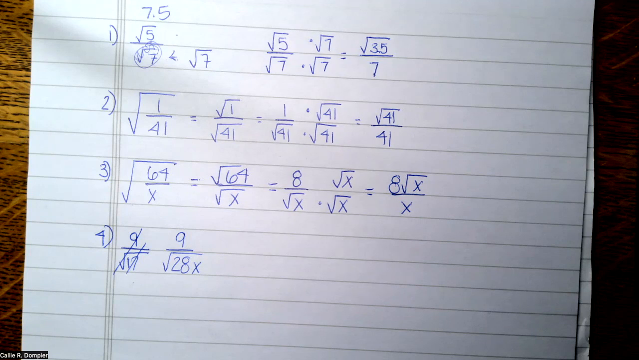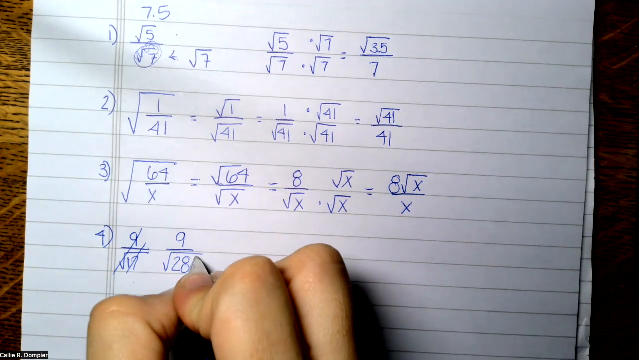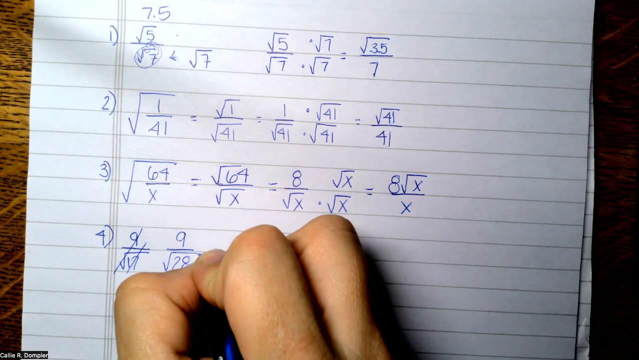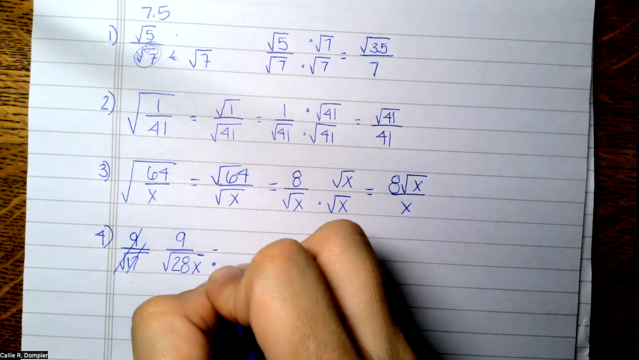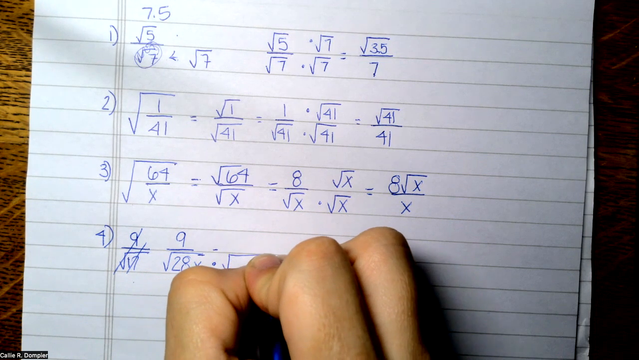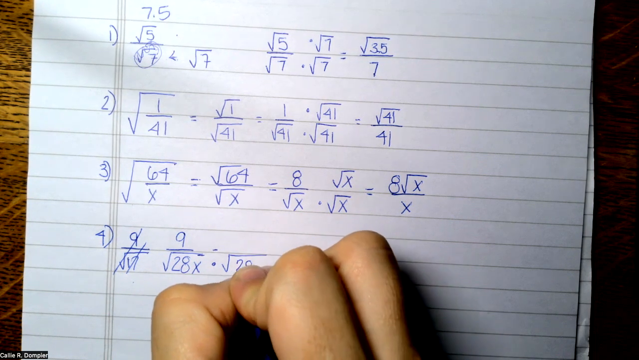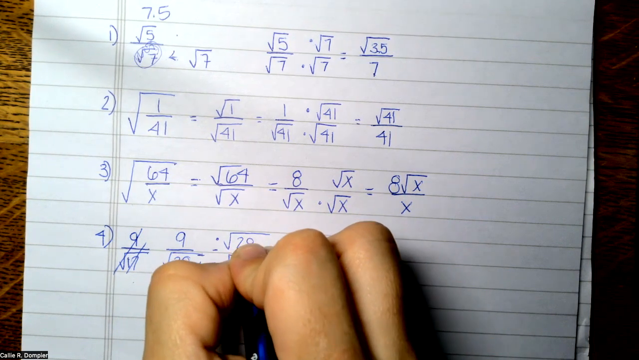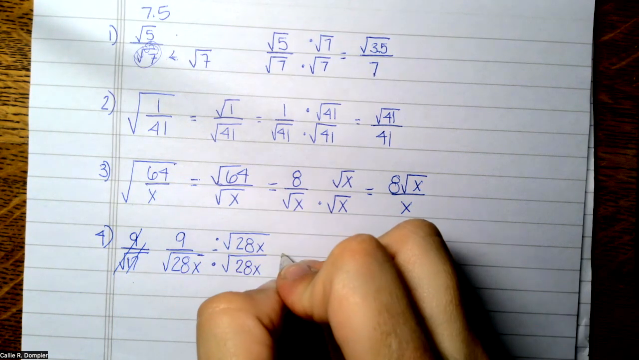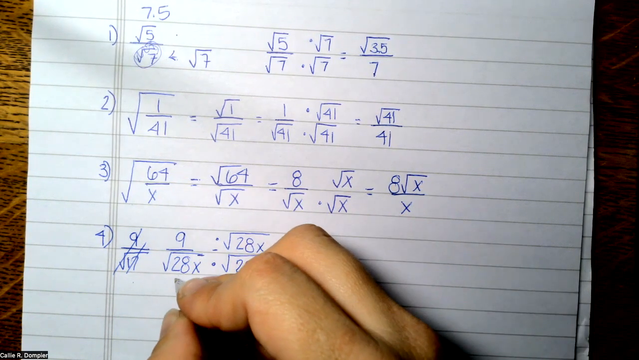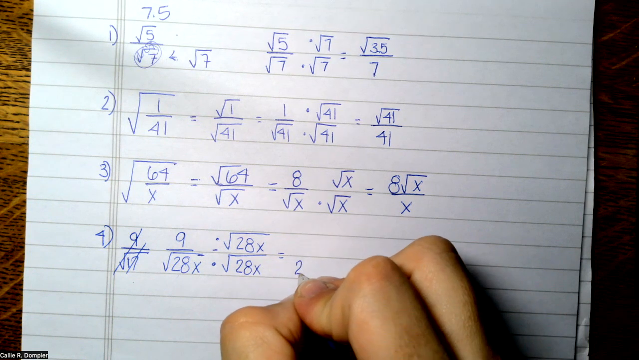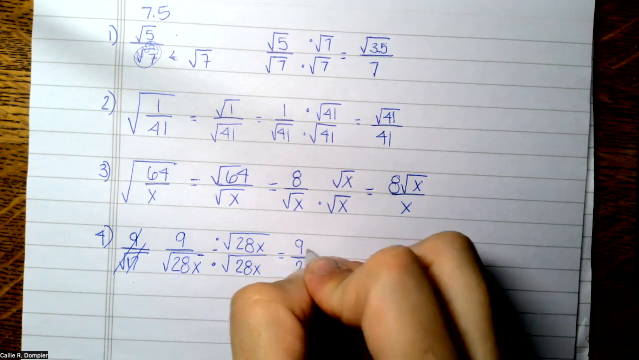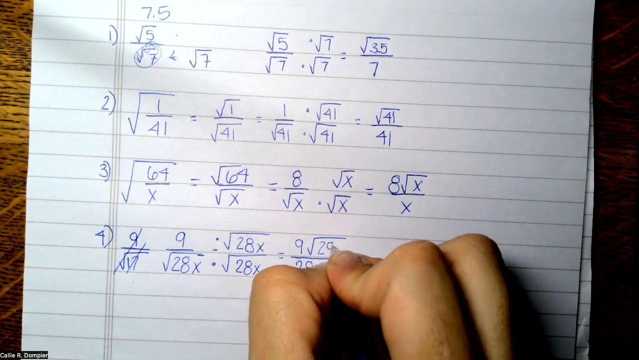Number 4 is 9 over the square root of 48x. That's all under the radical. 28x, sorry. So I'm going to multiply this by the square root of 28x on top and by the square root of 28x on the bottom. Okay. I do this before I try to simplify the 28 because it just turns out like that, and that's very easy. And then 9 square root 28x.